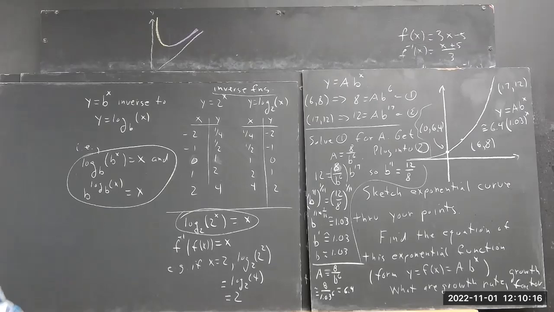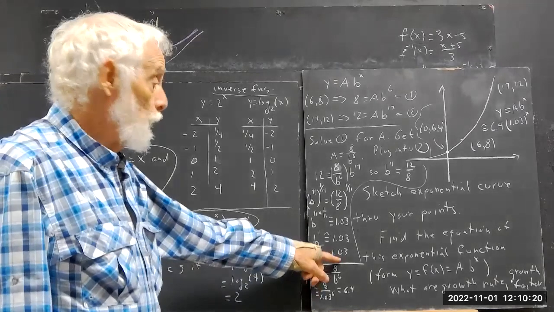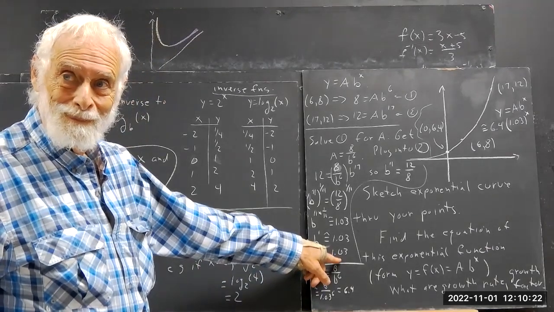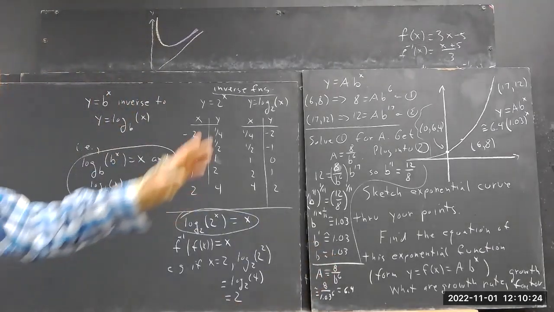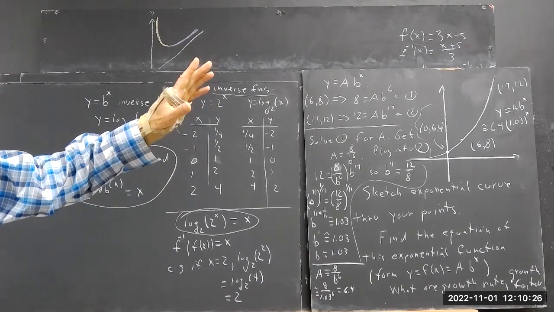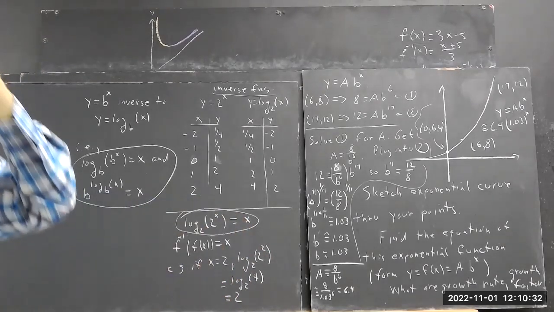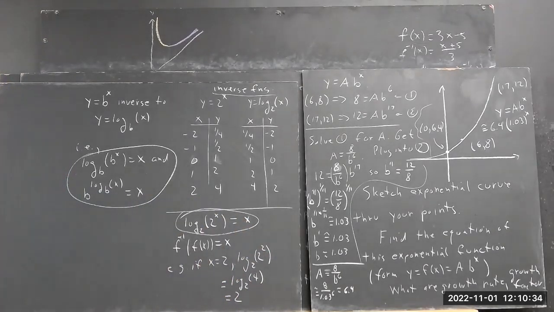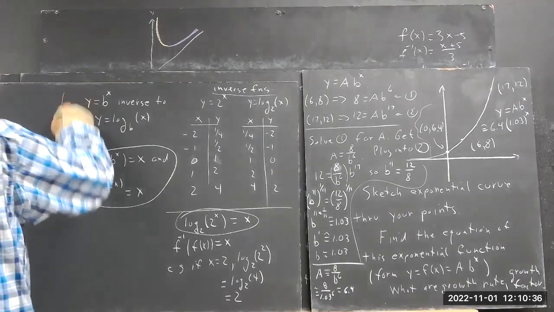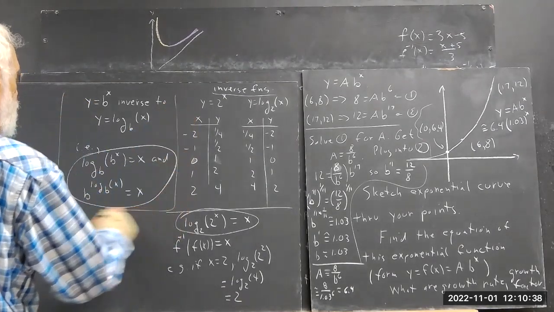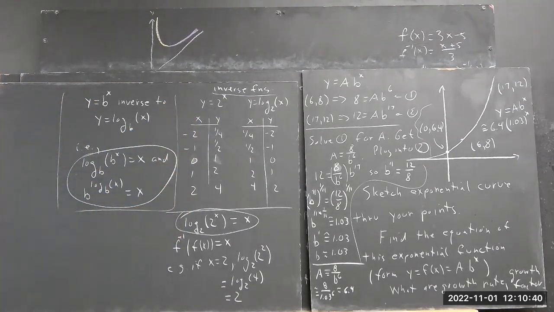If you want to do a graph of log base b, like if you want to do log base 1.03, take the 1.03 to the x function, make a table, invert the values in the table, and you get your graph of the log function. You're going to see that in the book. Okay, now, this log thing is very handy.